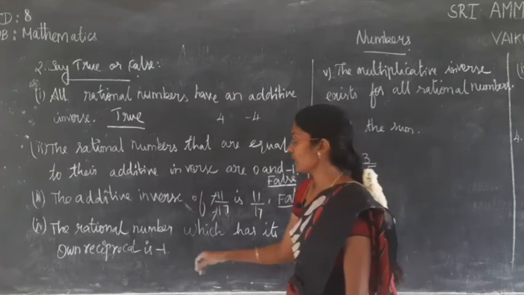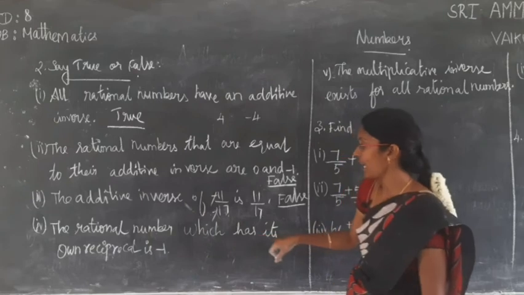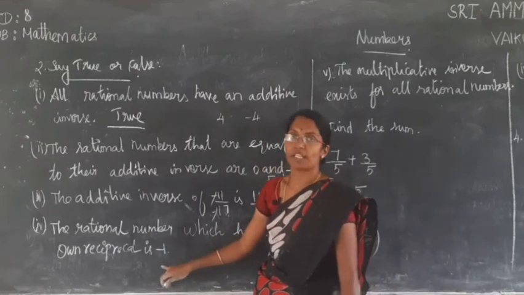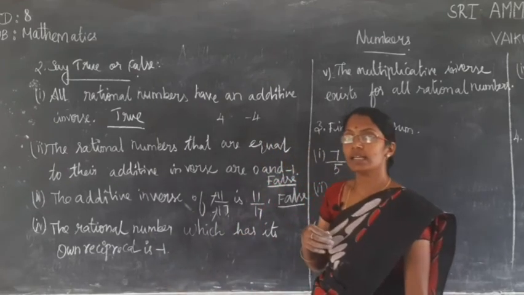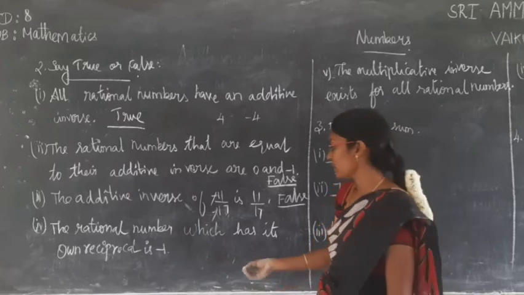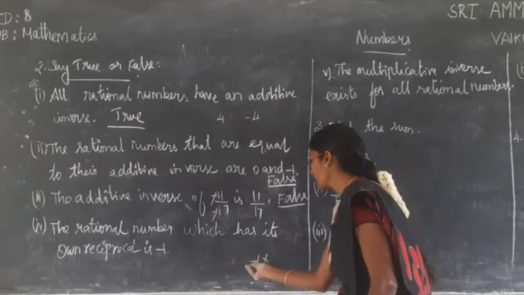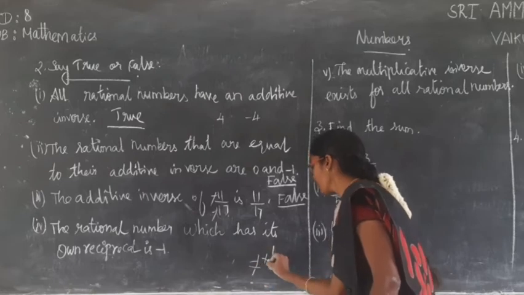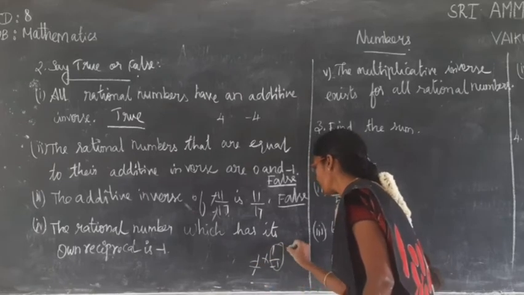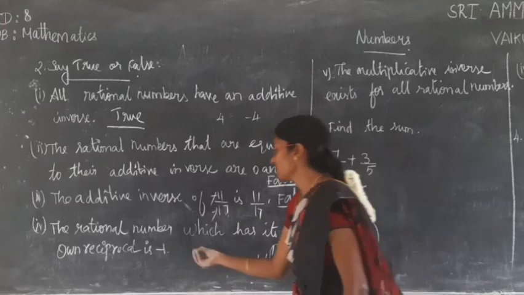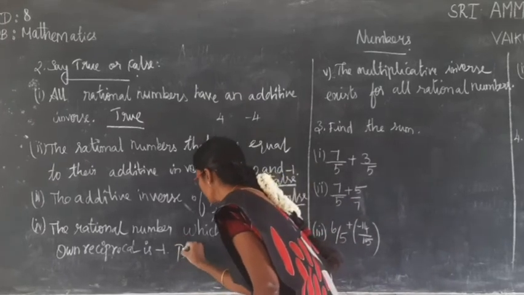Okay, clear? So the next question, the rational number which is its own reciprocal is minus 1. So already we saw in the fill in the blanks. So minus 1 has its own reciprocal, minus 1 by 1 means 1 by minus 1. So 1 by minus 1 means minus 1. So the statement is true.